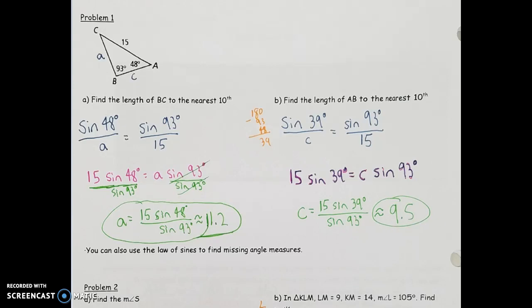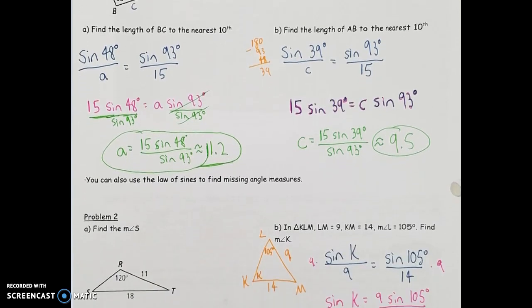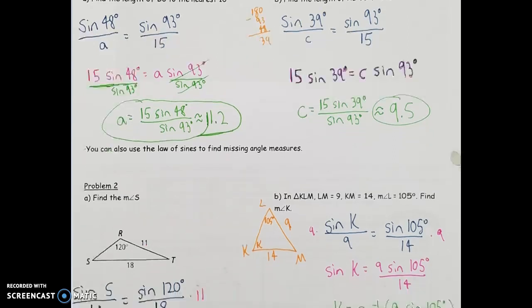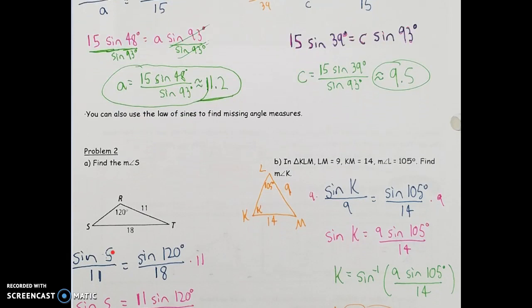So we can also find angles. The last two problems were finding a missing side, but that same law of sines should allow us to find an angle that's missing. So in this triangle RST, if I want to find angle S, that would be the angle opposite of the 11 for a side length. So we're going to use that in our ratio. So again, law of sines, sine of S over the side across from it. So sine S over 11 equals the sine of 120 over the side across from that, which was 18.